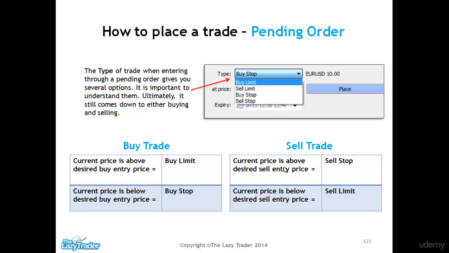The sell trade, on the flip side, if we're looking to speculate that the market's going to go down, then we select a sell stop option if the current price is above the desired sell entry price. Conversely, if the current price is below the desired entry price, then we select a sell limit.